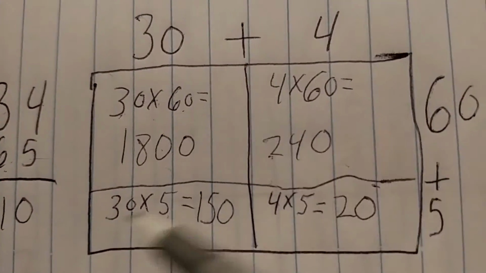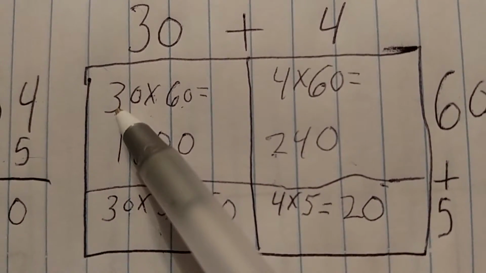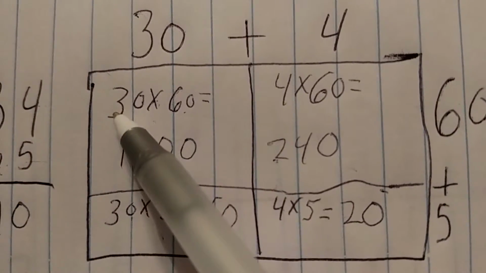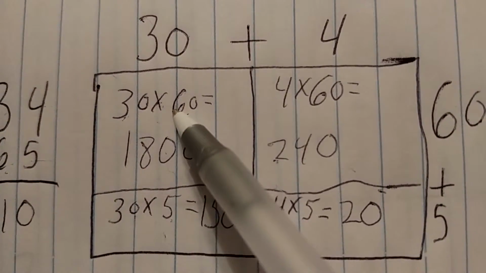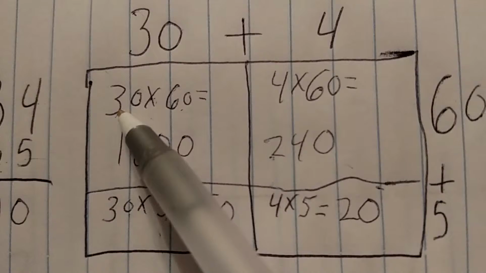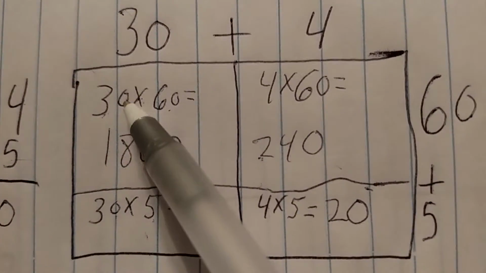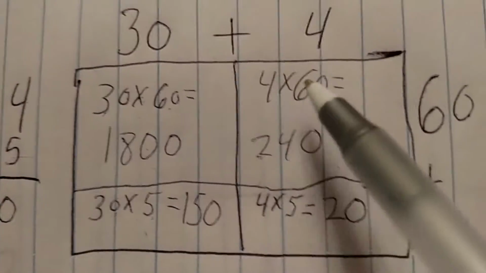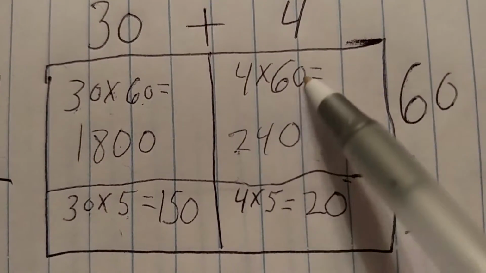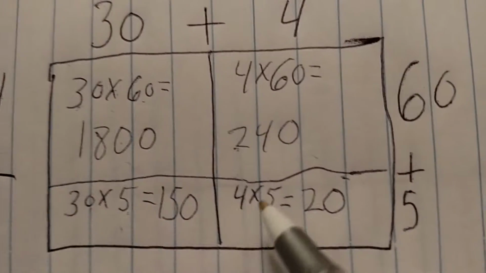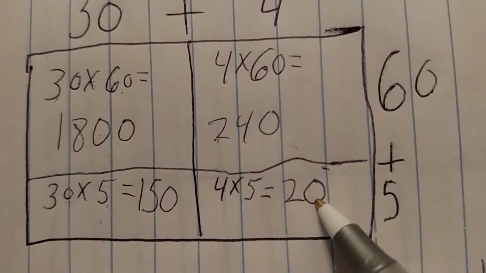Now, to do the individual boxes, whenever you have a number with only zeros to the right, we can multiply the numbers that aren't zeros, 3 times 6, which is 18, and add those zeros. 1, 2. 4 times 6 is 24, add my 0. 3 times 5 is 15, add my 0. 4 times 5 is 20.